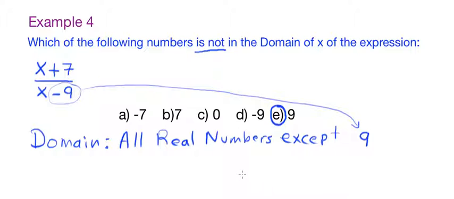So another way to think about a domain is this: if you imagine that the algebraic expression is a machine, you're supposed to take away anything that could break the machine, right? In this case, out of all these numbers, the only one that would break the machine is the number 9. The other numbers are okay. So 9 is not in the domain of x. So therefore, that is the answer.